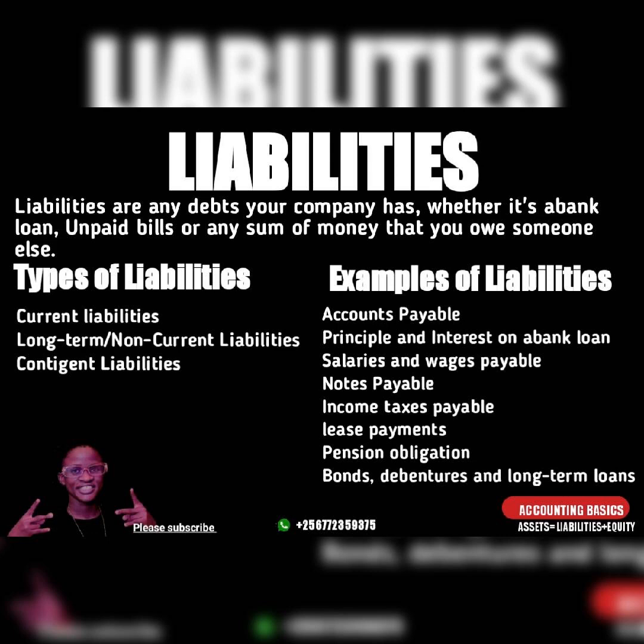We have pension obligations. We have equipment and other capital payments that are due for more than a year. Those are non-current liabilities. For example, you were given an equipment to use in your business, but you have to pay for that equipment each and every year. So that is a non-current liability.